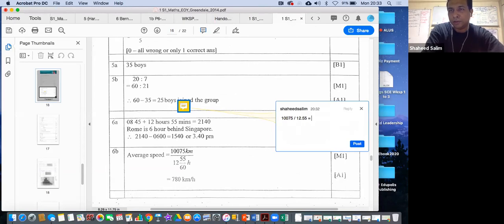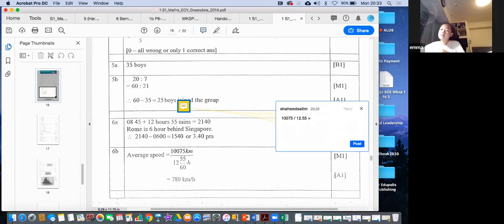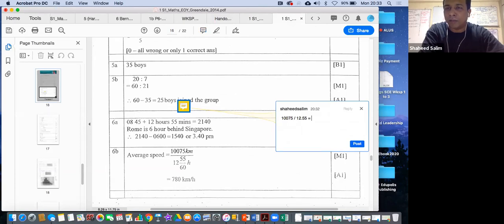You know why? This is not correct. This 0.55 is like half, slightly more than half. Let's say now 50 minutes. I cannot say it's 12 hours and 50 minutes. I cannot write like this because 12 and a half hours, half hour is 30 minutes, not 50 minutes. So you got to be careful.